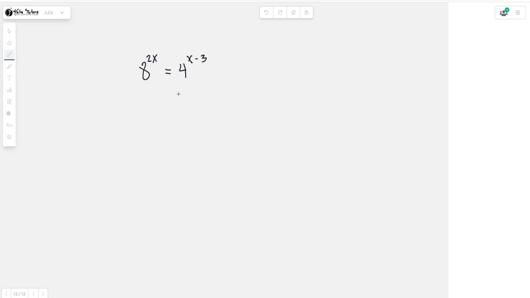8 to the 2x is equal to 4 to the x minus 3. So again, make the bases the same. But talk to me. You do it. Go ahead.